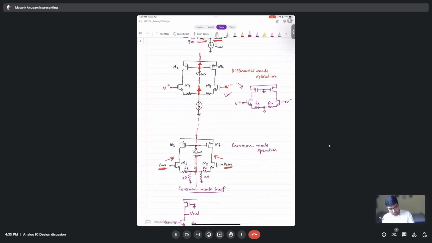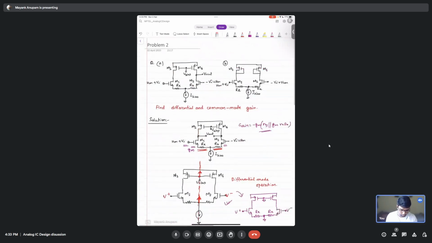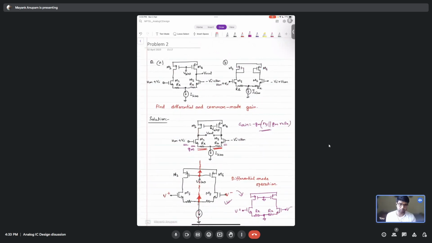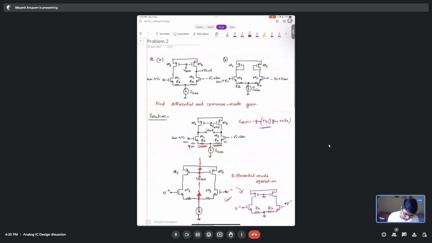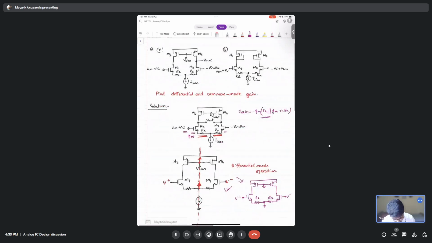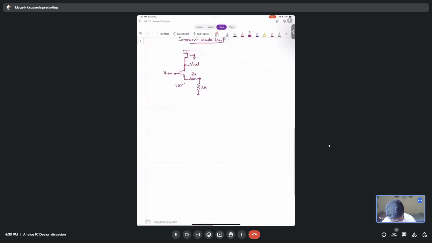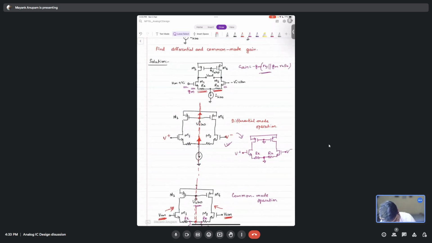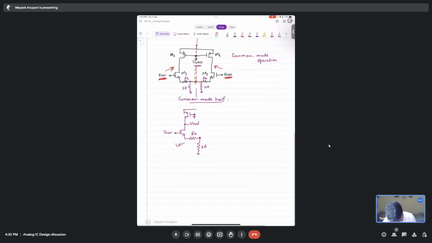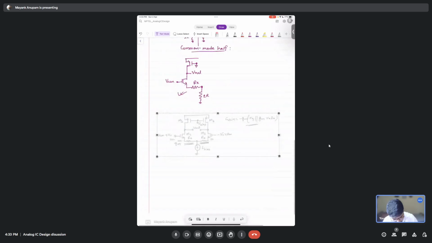So this is how you have to proceed with any question where you find there is an axis of symmetry. You construct different equivalent circuits for differential mode operation and common mode operation, and then find out what is happening. So now let's talk about the circuit which is given in the question. The circuit was this, right? Let's put the whole thing here.